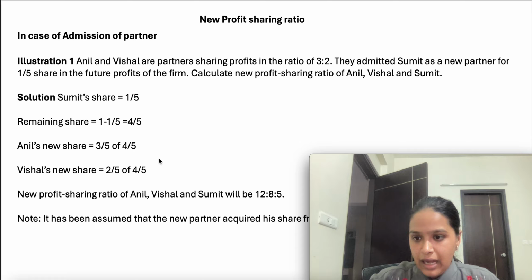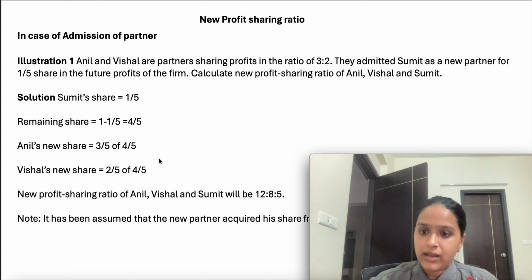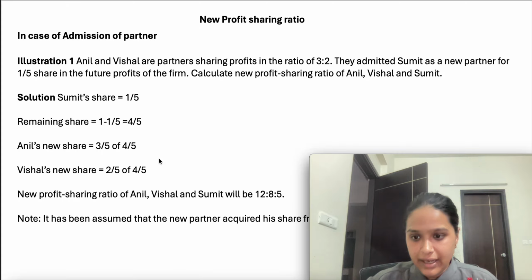So in today's class, we will discuss profit sharing calculation. There are two types of scenarios in which we need to calculate the profit sharing ratio again. One is whenever a new partner is admitted into the firm, and another is a case of resignation from the firm, and in the case of the death of a partner, we have to calculate the new profit sharing ratio. All these scenarios we will understand and discuss with examples, so we will be able to enhance our understanding more.